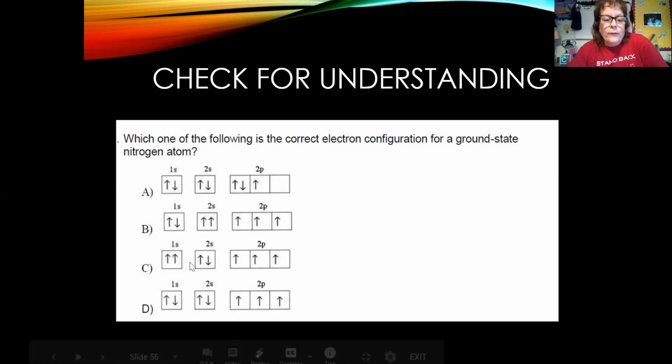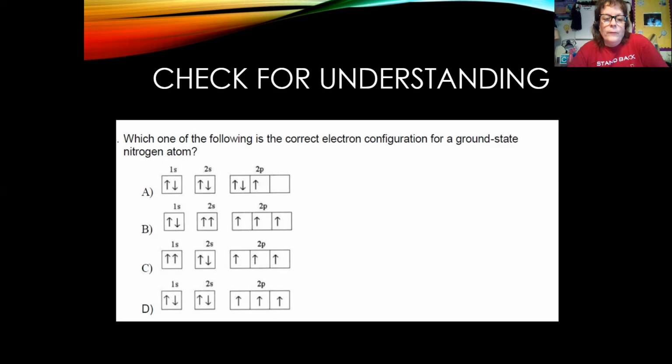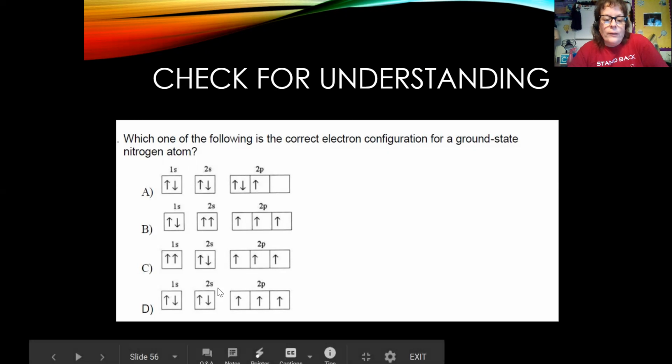This next one, look at this. These are both going in the same direction. Can't have that either. So if you know your rules, you don't even have to know how many electrons nitrogen has to know that D is your correct answer. We have opposite spins here, and we have not doubled up down here because we don't need to. So D is the correct answer.